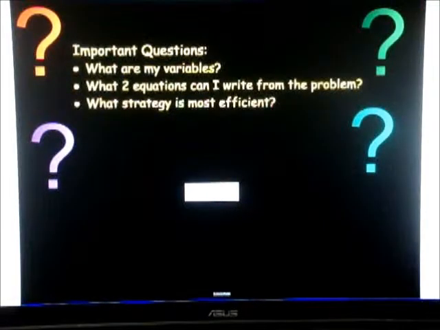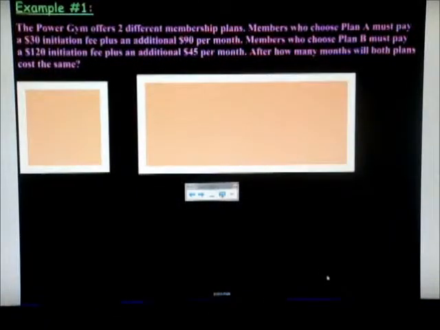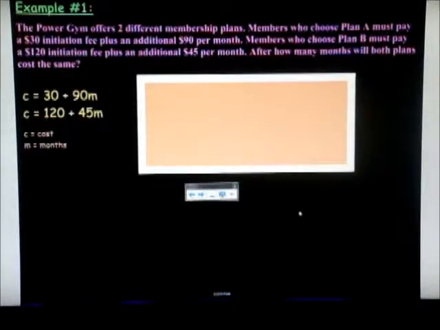Now for Example 1. Again, I would pause and try to solve this yourself. And in about 5 seconds, I'm going to give you the first part of the answer. Variables and equations are right here. I used C to represent cost, M to represent months.